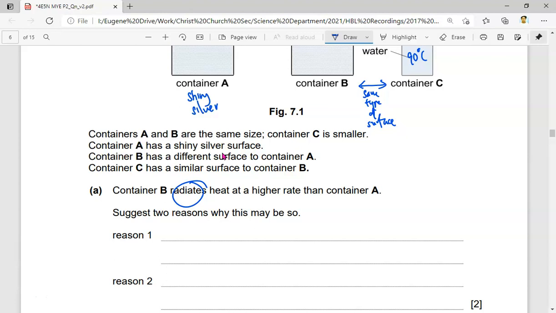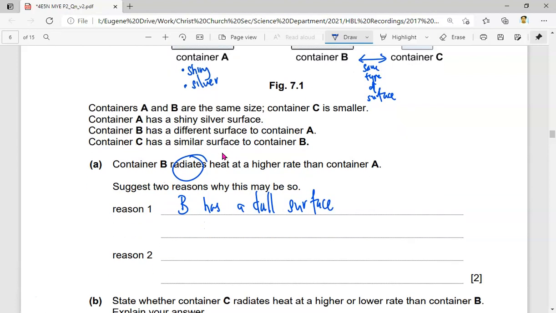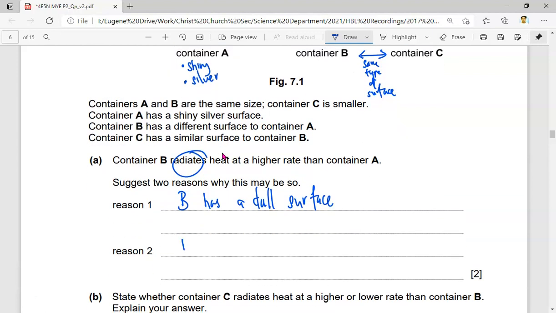So how can B radiate heat at a higher rate than A? I must think in terms of what's the opposite of shiny, what's the opposite of silver. Hence, most probably I can suggest that B has a dull surface. That's the first suggestion, because the opposite of shiny is dull, the opposite of silver. So B has a black surface.